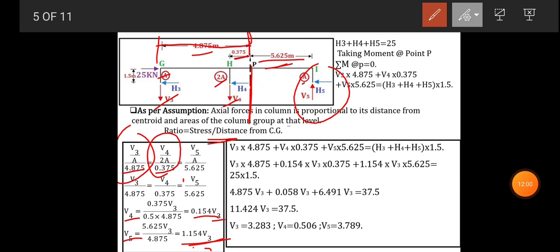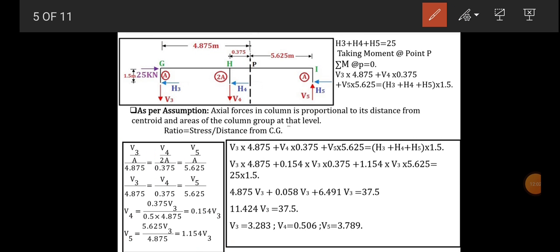Now consider the equation of a moment. This is the equation of a moment. In this equation, put V4 and V5, so we will get the left hand side in terms of V3. After putting, we have this equation.